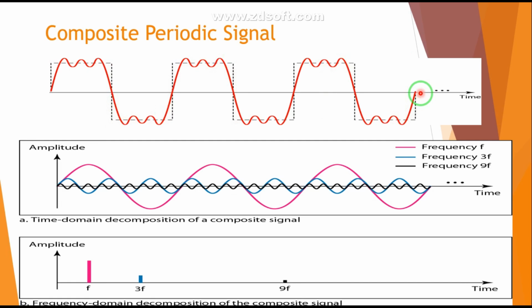Understood, guys? So this is the waveform which is the addition of these three harmonics. And if you want to represent this composite signal, which is in time domain, in frequency domain, you can plot it. You can see it over here. The frequencies F, 3F and 9F, we have denoted. And see how the amplitude is going to reduce. The peak amplitude is going to reduce. So this is the frequency domain plot of your composite signal.